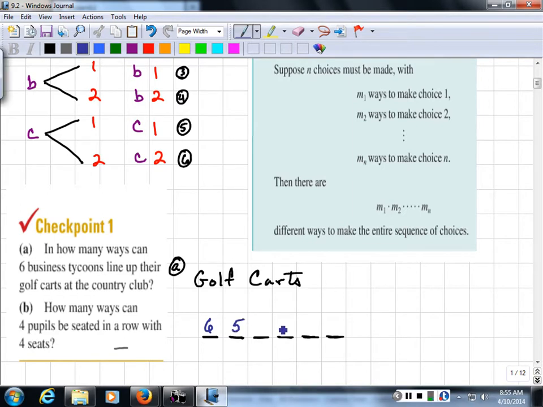What about for the third spot? One of 4 carts. The fourth spot. The fifth spot. And the final spot. Which means if I multiply these together, I get my answer. There are 720 different ways to arrange those golf carts. Now, what's your question?